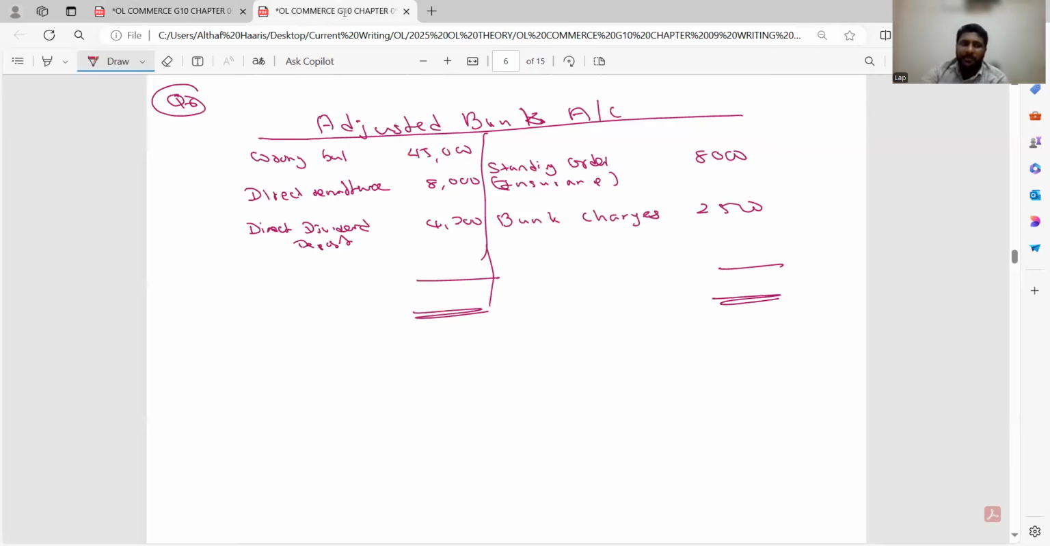Now find the corrected balance, people. Corrected BC. So 53,000 plus 4,200, no? Yes, 57,200. Here 10,000 means 47,200. Then 46,700.